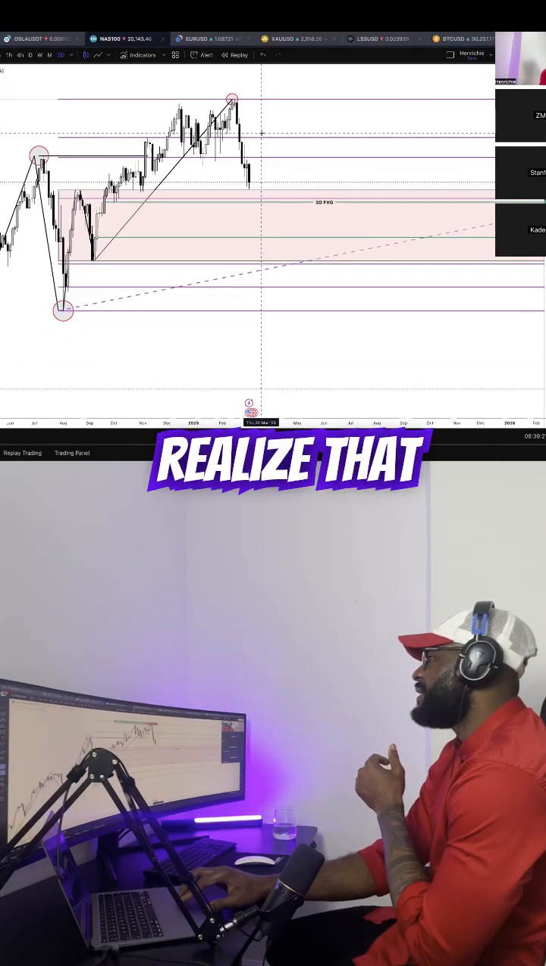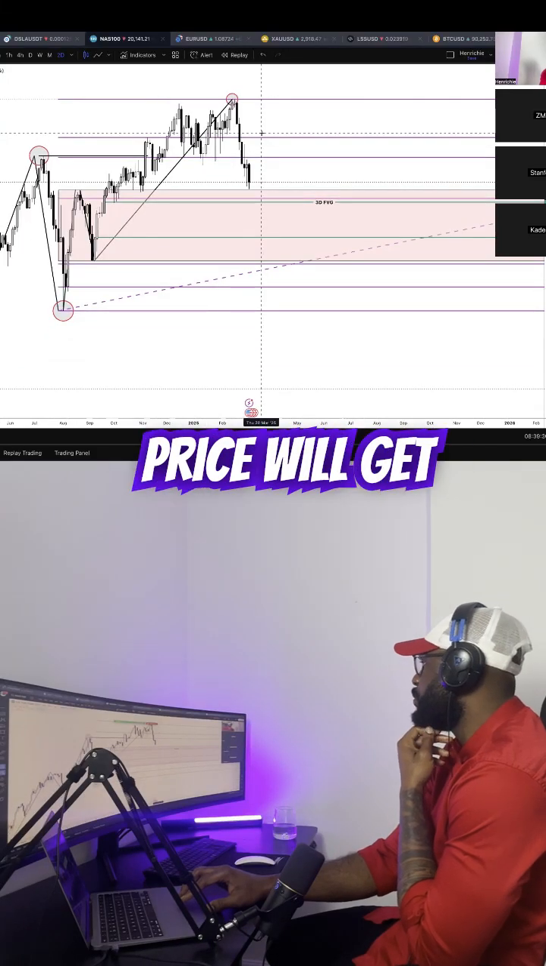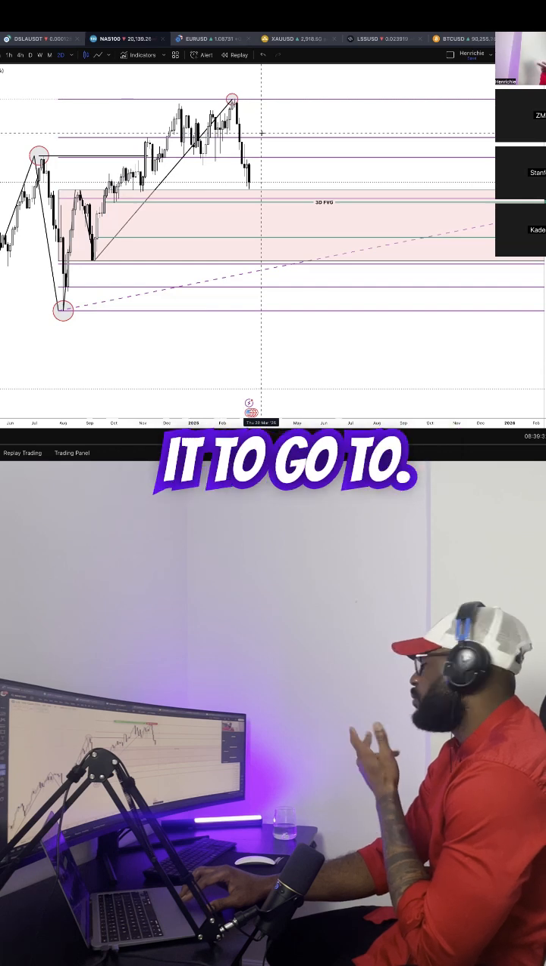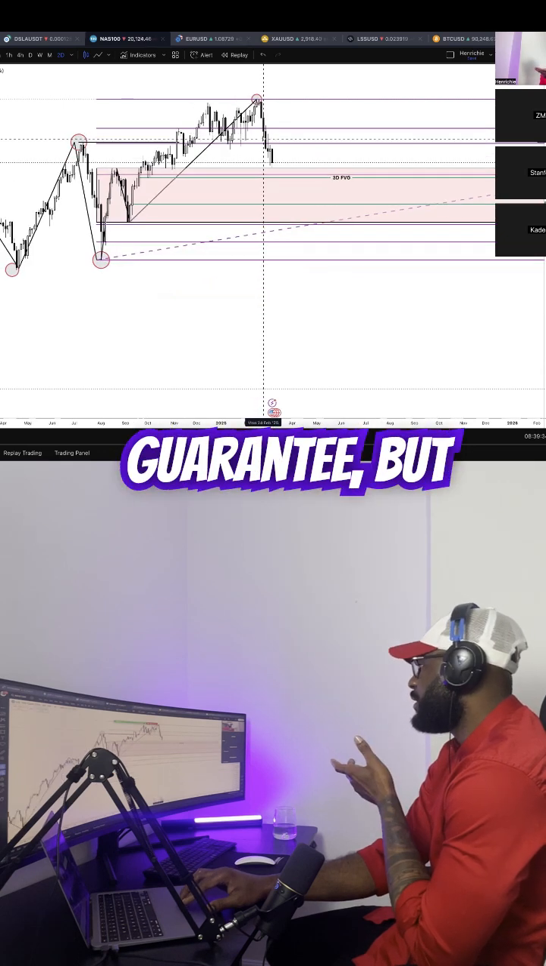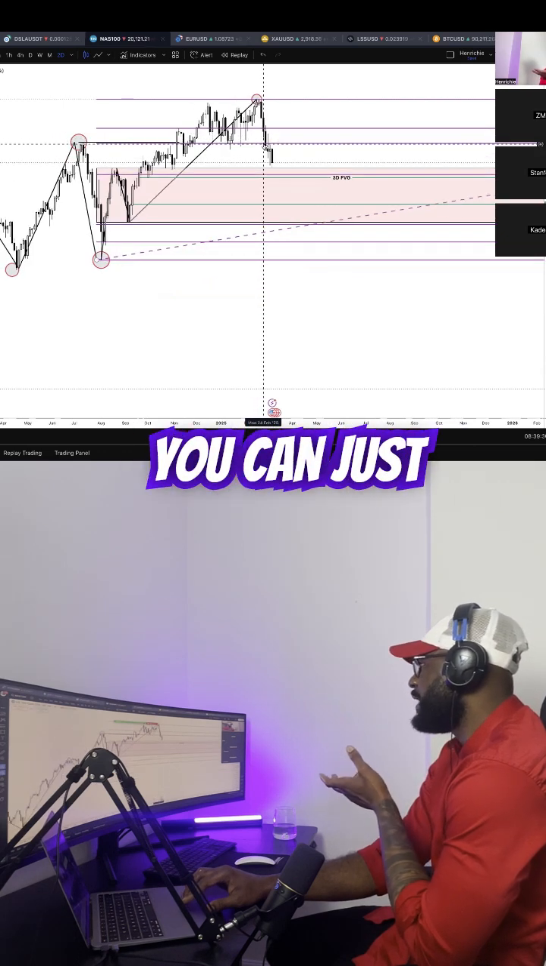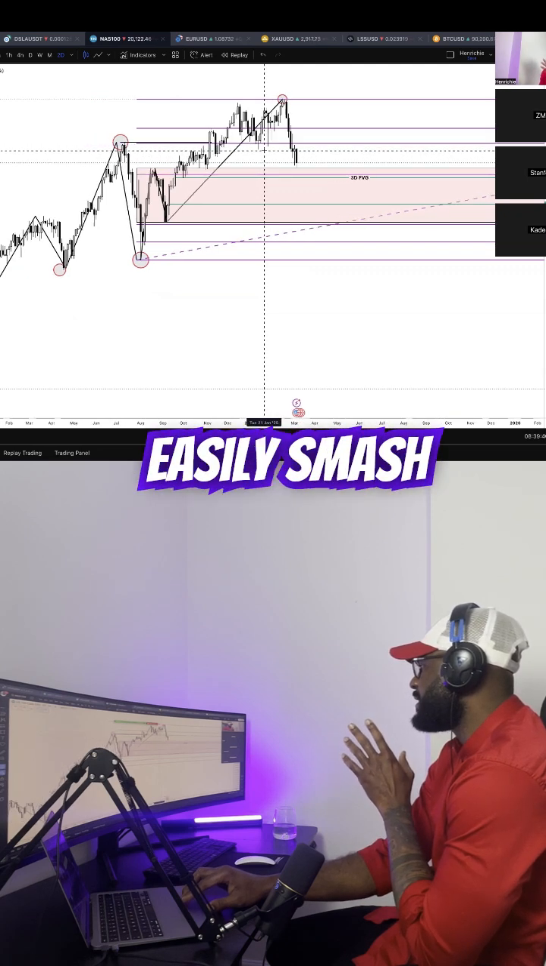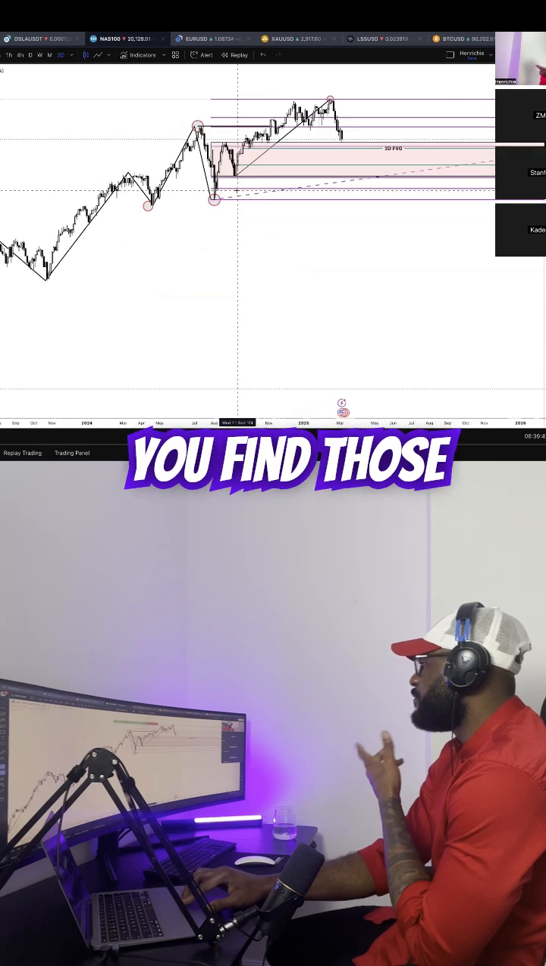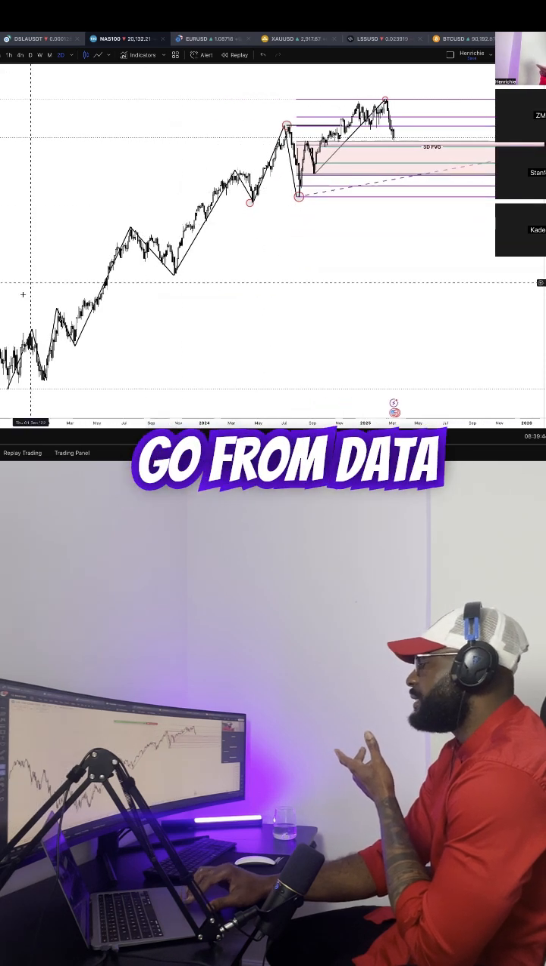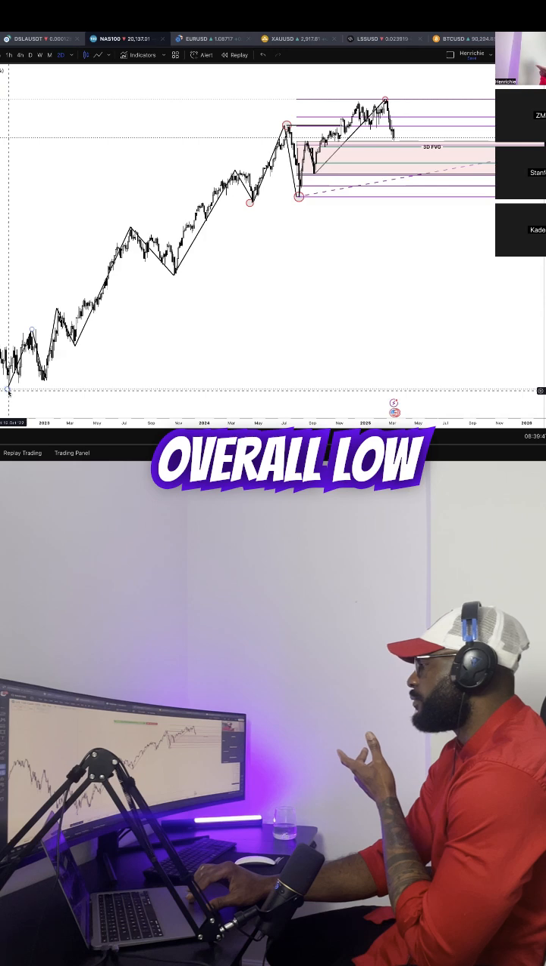You have to realize that there's no guarantee that price will get to whatever level you want it to go to. There's absolutely no guarantee, but there are simple ways you can just look for the low-hanging fruit objective, areas that price can easily smash into. How do you find those areas? You can go from data from this low, overall low here.